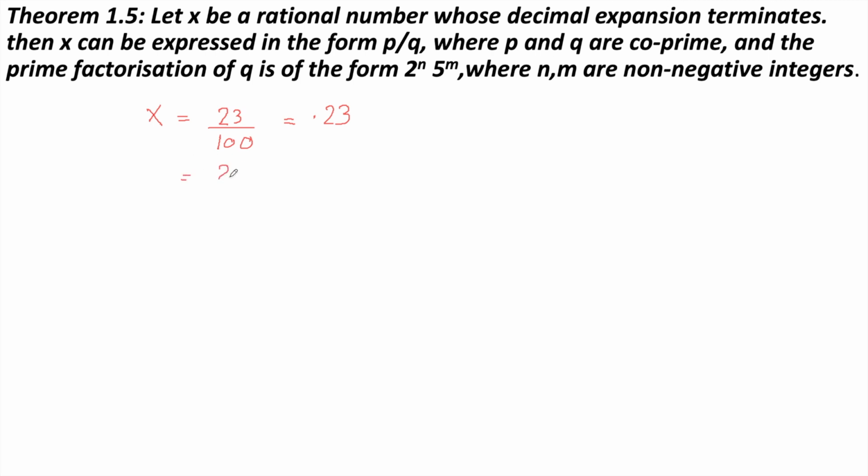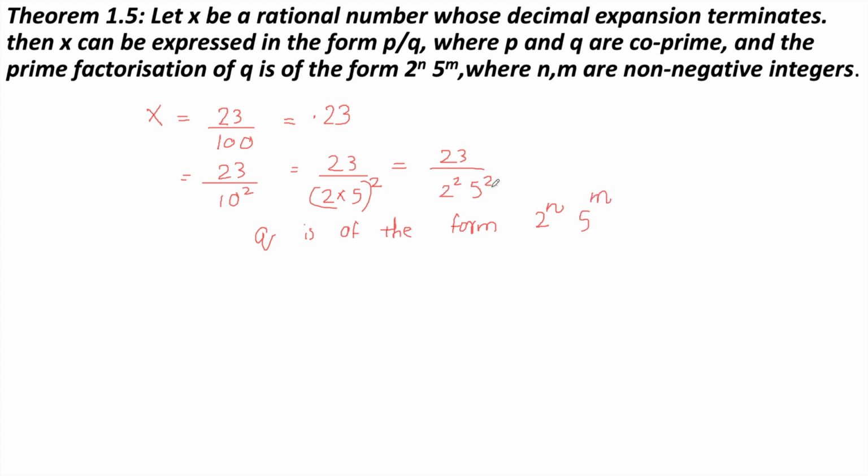So here again we can rewrite 100 as 10 square. And what are the factors of 10? 2 into 5, the whole square. Then 23 divided by 2 square, 5 square. Now the denominator q is of the form 2 raised to n, 5 raised to m, and n and m are non-negative integers only. Always the power of the denominator will be positive only. Okay, so it satisfied our theorem.